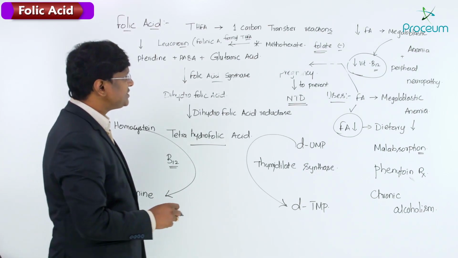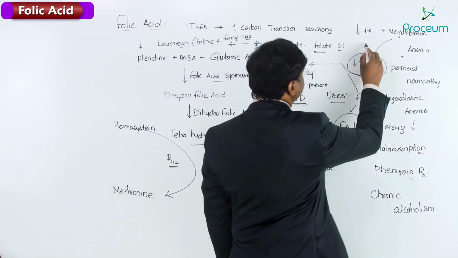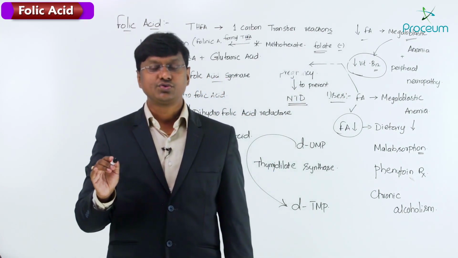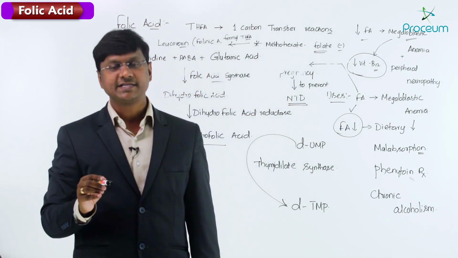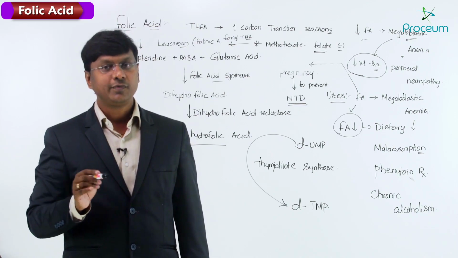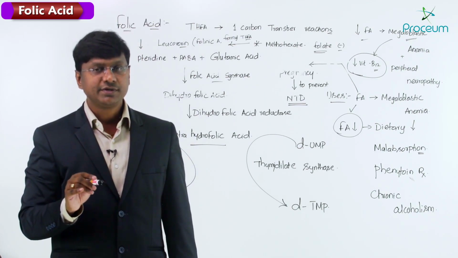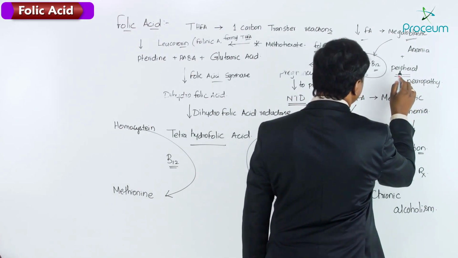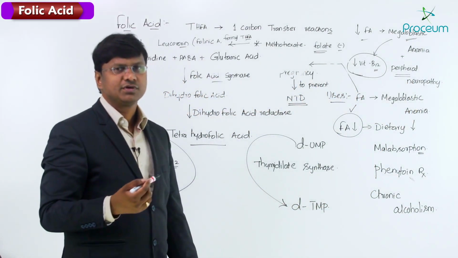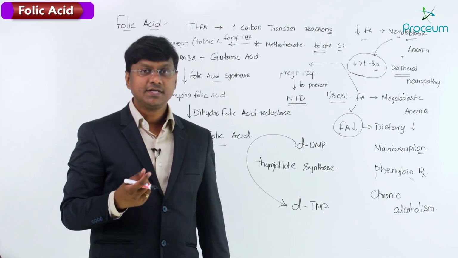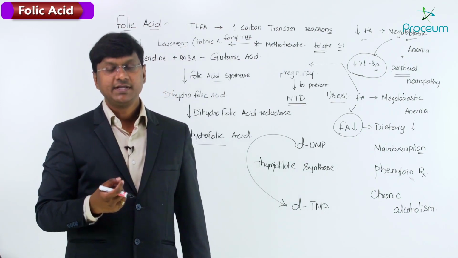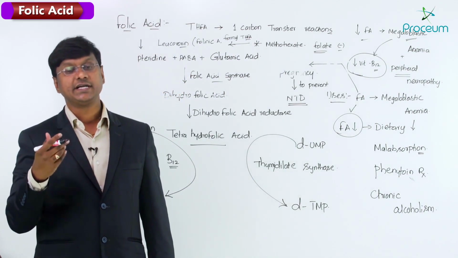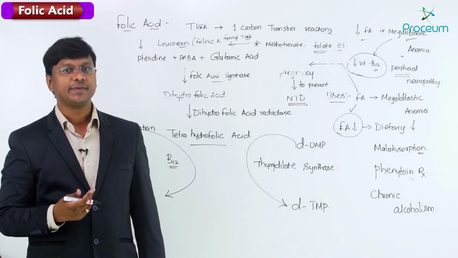And deficiency of this particular folic acid will result in megaloblastic anemia. And this megaloblastic anemia is not seen only because of folic acid deficiency, it is also due to vitamin B12 deficiency. Then how will you distinguish both? In case of vitamin B12 deficiency, you will have additional peripheral neuropathy, because vitamin B12 is required for the formation of the myelin sheath, and if there is vitamin B12 deficiency, that will lead to demyelination, and that will make the individual land up in peripheral neuropathy.